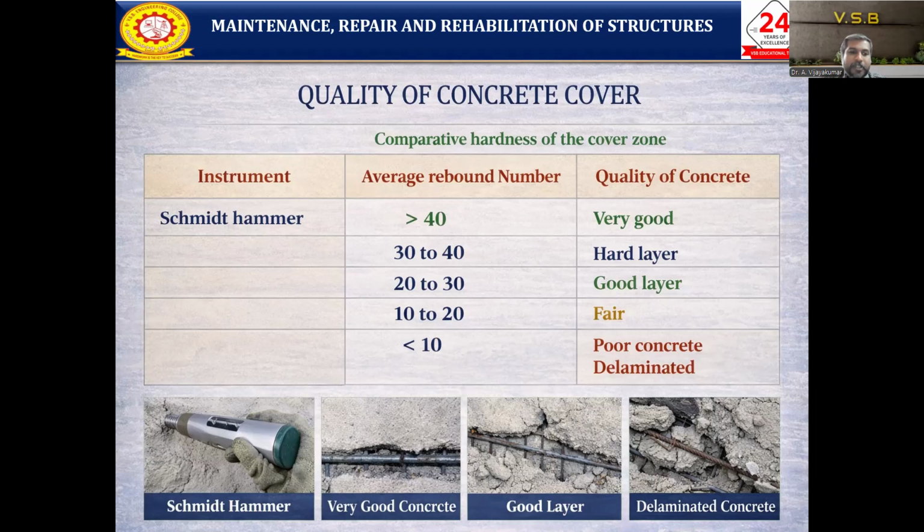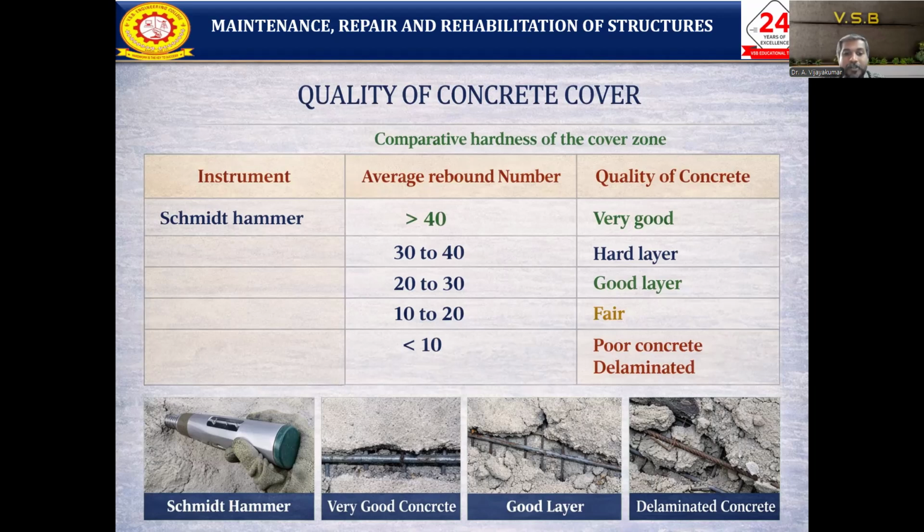The first picture shows the hammer, that is the rebound hammer. If the rebound hammer value is greater than 40, then we can say it is good quality concrete. If the rebound value is between 30 to 40, the quality of concrete is good layer. 20 to 30 is fair. Less than 20, we can say poor concrete or delaminated. That means more damage in the concrete surfaces.